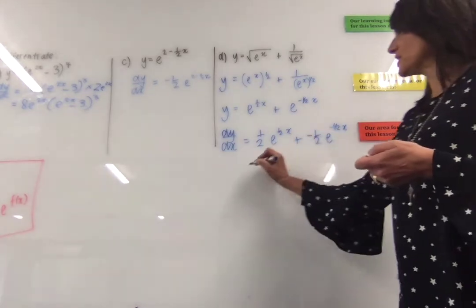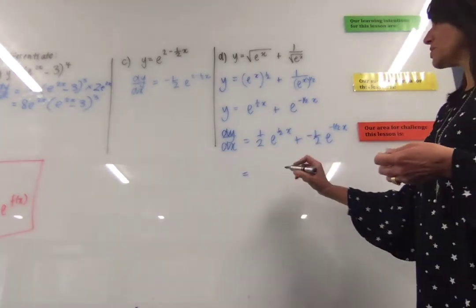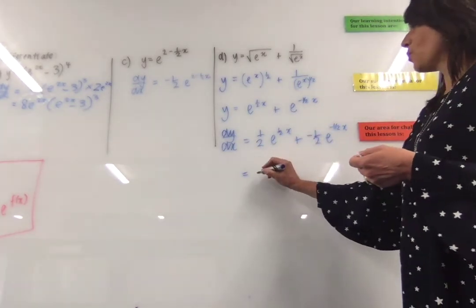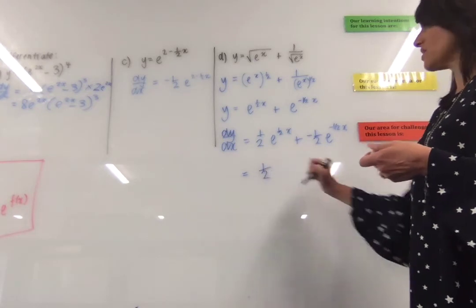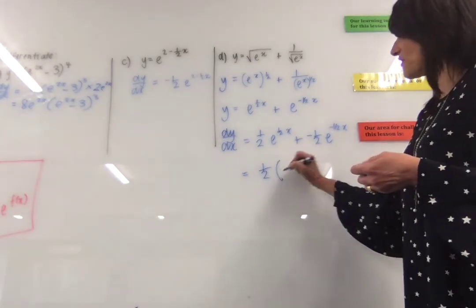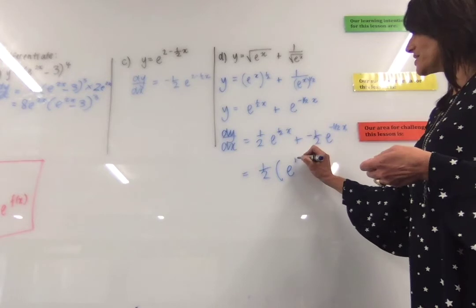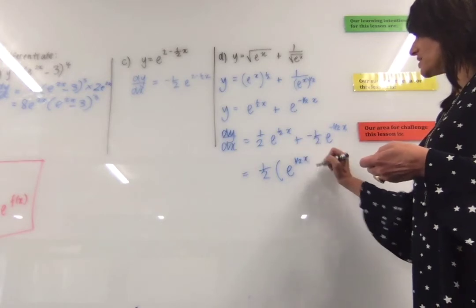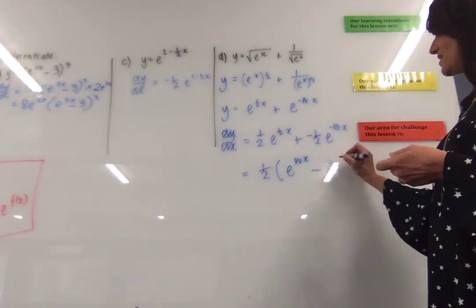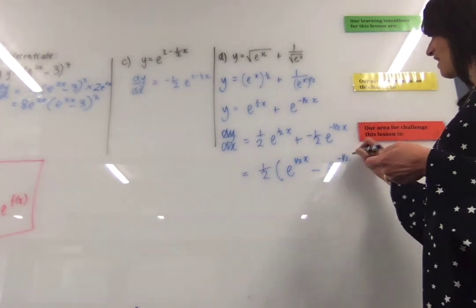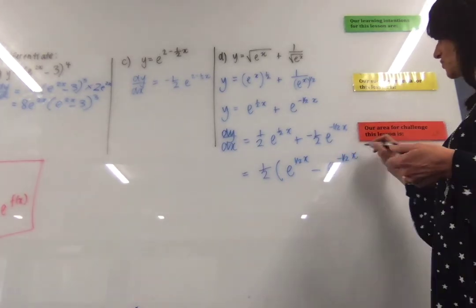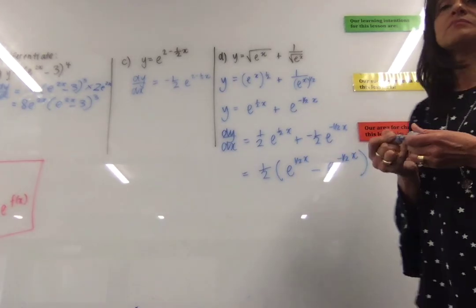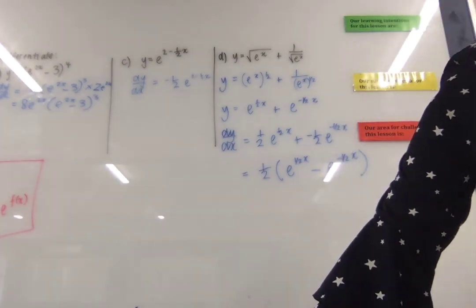We'll just tidy this up a bit. So we could write it, take out the common factor of a half, and then we've got e to the half x minus e to the negative half x, okay? And that's our final answer.